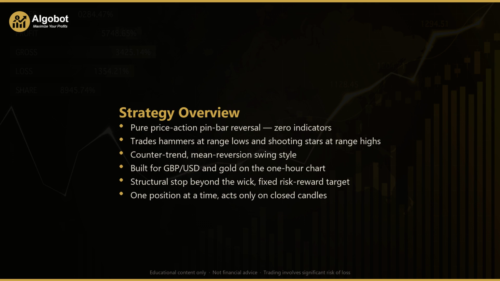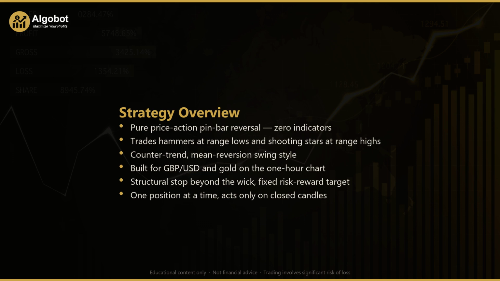What makes this strategy strict is location. It doesn't act on just any pin bar. It only acts when the rejection happens at an extreme of the recent range. A hammer, with a long lower wick, must tag the lowest low of the lookback window. That tells us sellers tried to push lower and were rejected, so the strategy looks to go long. A shooting star, with a long upper wick, must tag the highest high of the window. That tells us buyers were rejected, so the strategy looks to go short.